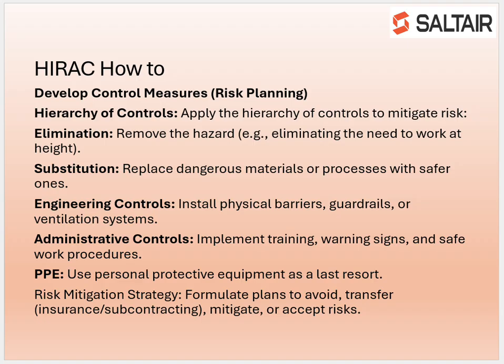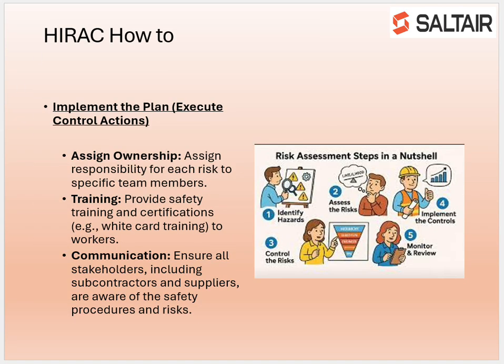Once risks have been assessed, appropriate control measures must be developed. This should follow the hierarchy of controls and aim to eliminate or minimise the hazards as much as possible. After developing controls, they must be implemented effectively. This includes assigning responsibilities, providing training and ensuring clear communication across all workers, subcontractors and stakeholders.